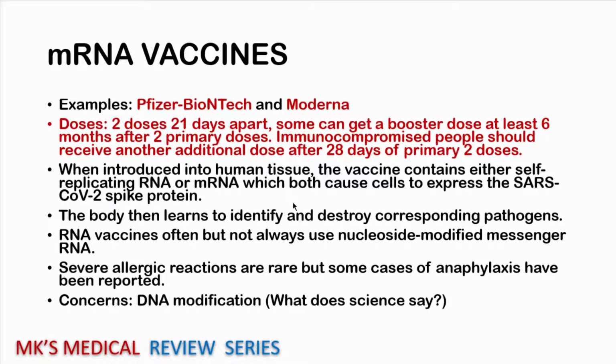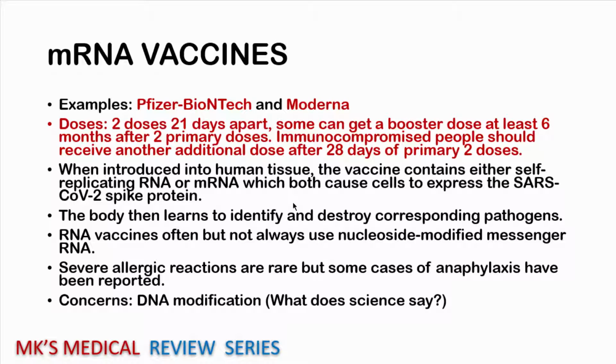There are two important vaccines, the Pfizer vaccine as well as the Moderna. Both vaccines require 2 initial primary doses given 21 days apart. So you get your first dose on day 0 or day 1, and then 21 days later you get your second dose. In some individuals that are immunocompromised, they should also get another dose after 28 days of the first 2 doses, and then they should also get another dose at least 6 months after the 2 primary doses.